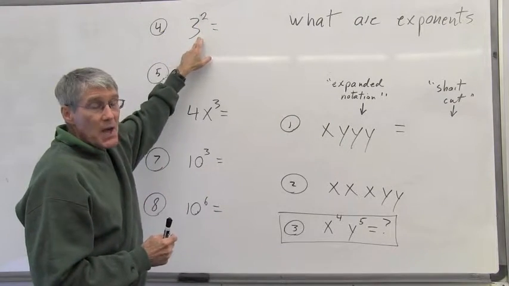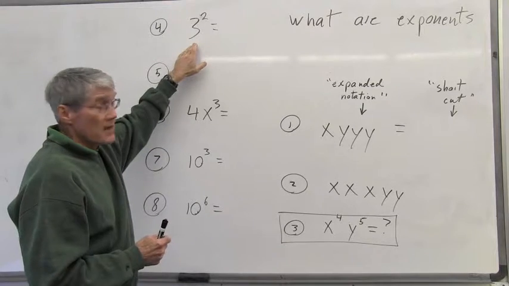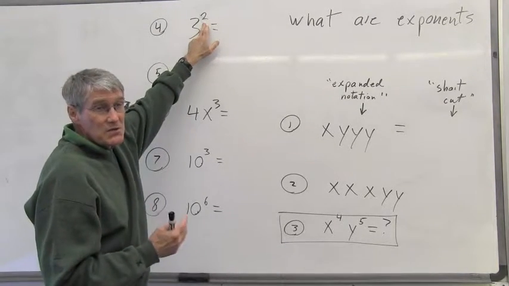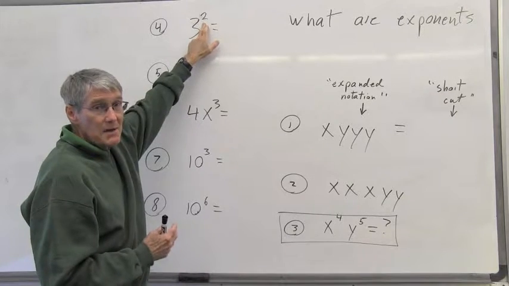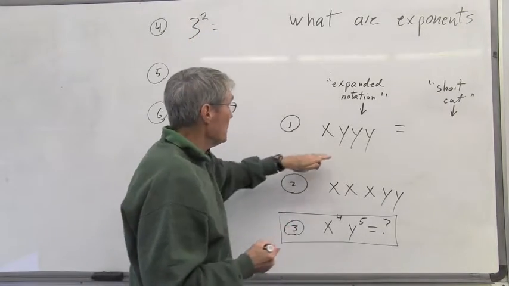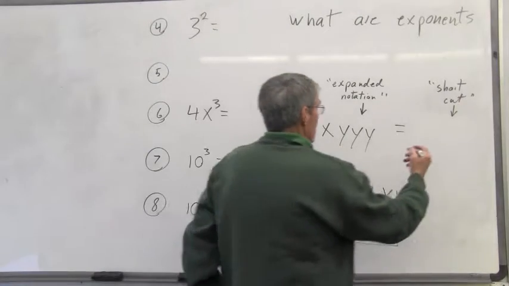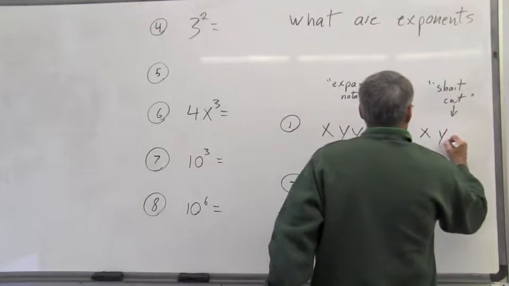number it's on, telling you how many times to multiply the number by itself. So I think of the 2 not as a 2 so much as code. It tells me how many times to use it. So, from expanded notation, a shortcut would be writing it with an exponent.